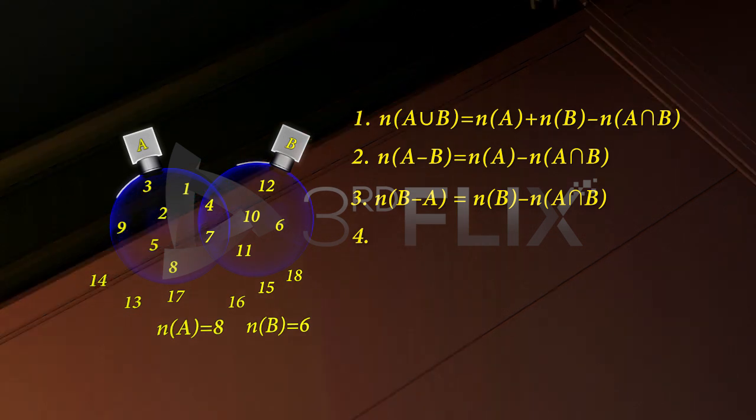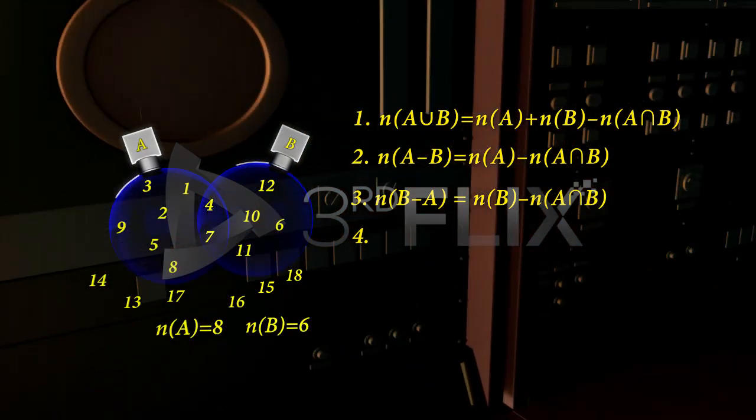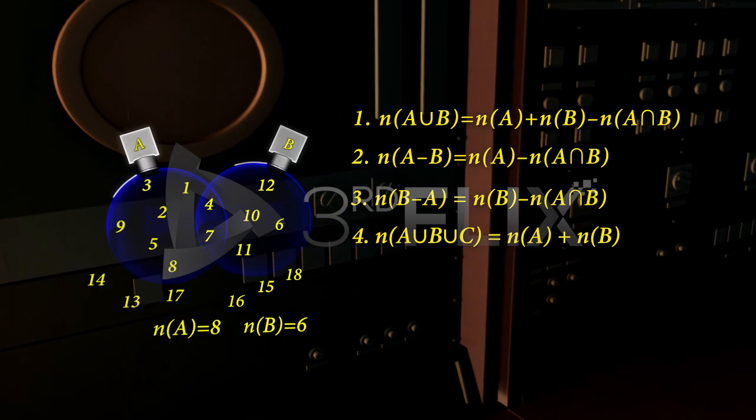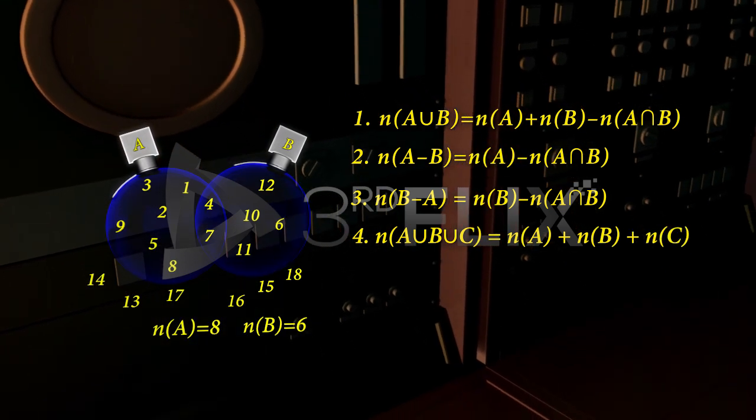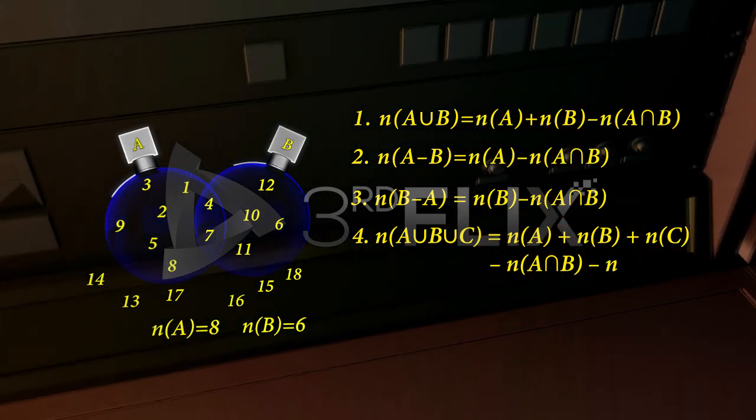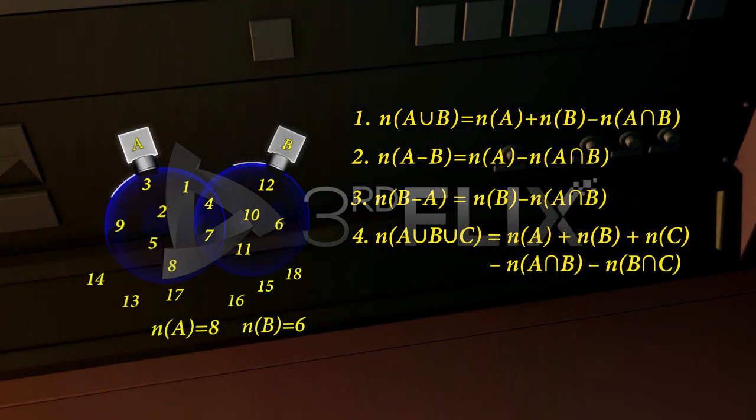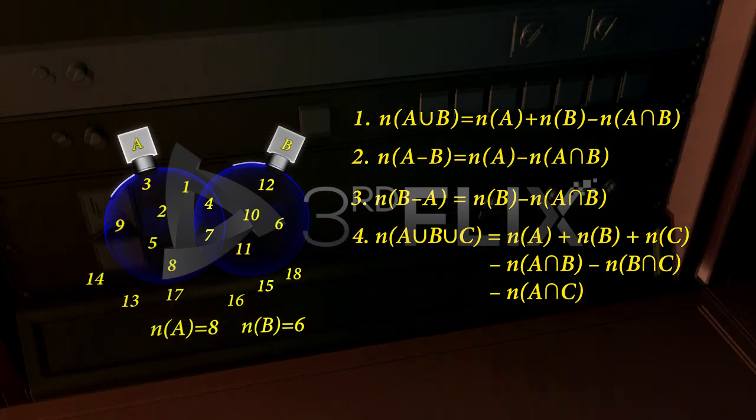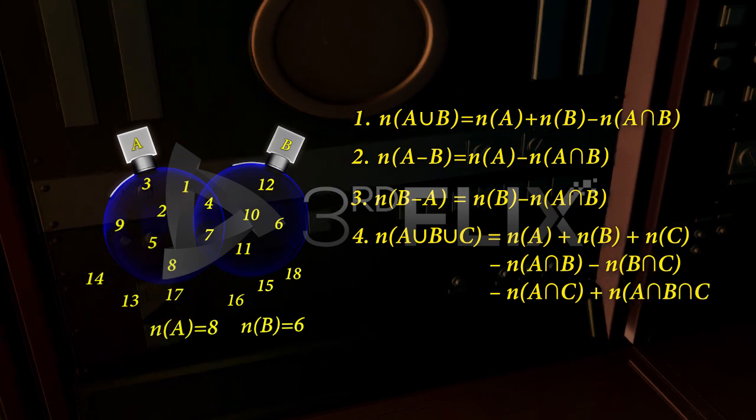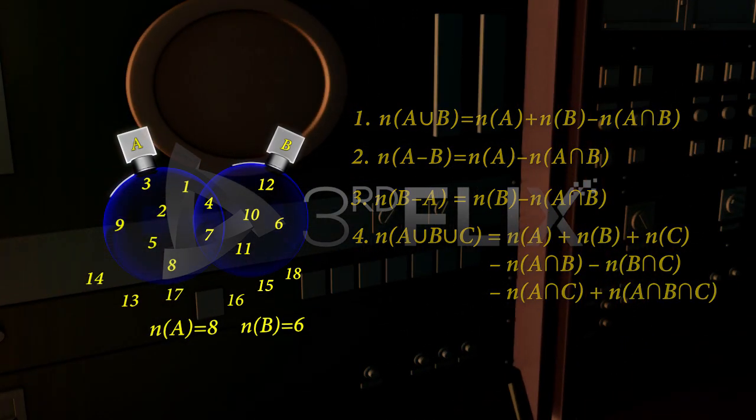If A, B, C are three non-empty mutually joined sets, then n(A union B union C) equals n(A) plus n(B) plus n(C) minus n(A intersection B) minus n(B intersection C) minus n(A intersection C) plus n(A intersection B intersection C).